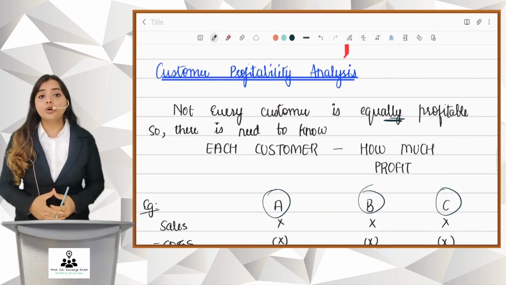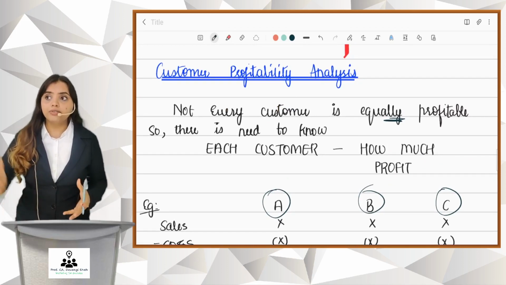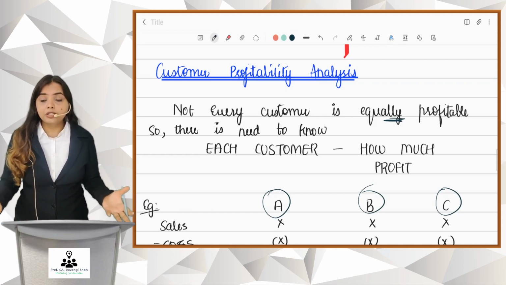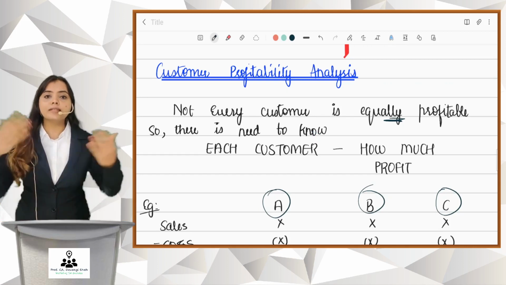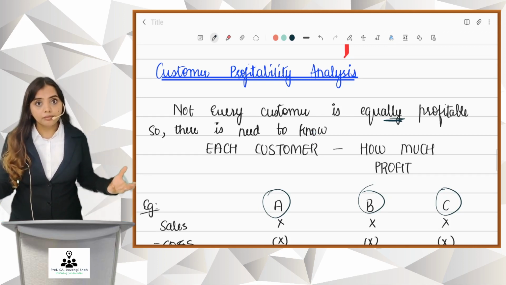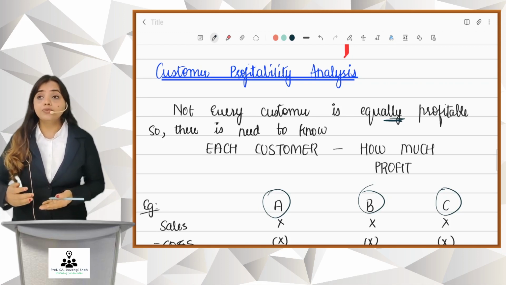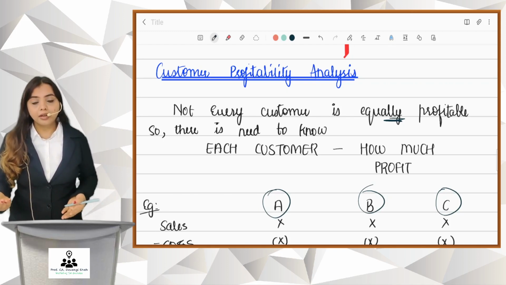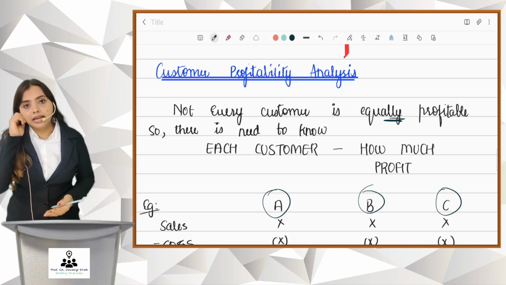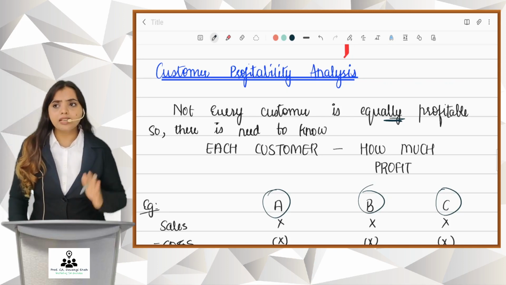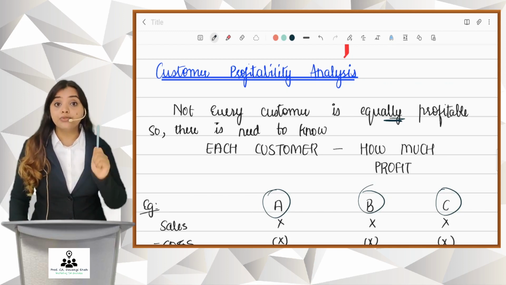There is a need to know which customer is giving you more profit, which is more profitable, which is least profitable. Okay, there might be a situation where we are making a loss by selling to a customer. Might be possible. So these things are useful for decision making, friends. And this customer profitability analysis is done using activity based costing. Okay. More sums are there in the module, you need to solve them. It's very important.